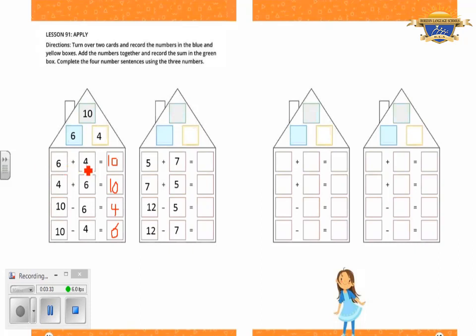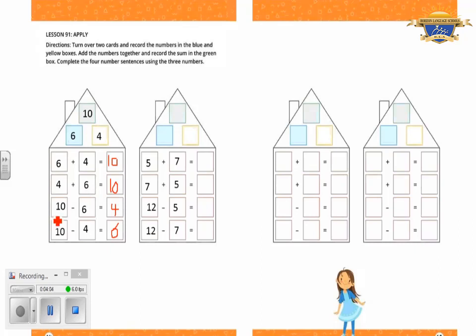6 plus 4 equals 10. And 4 plus 6 also equals 10. This means that order doesn't matter in addition, because 6 plus 4 equals 10. And if I say 4 plus 6, it also equals 10. So we will still get the sum of 10. So order doesn't matter when we add.